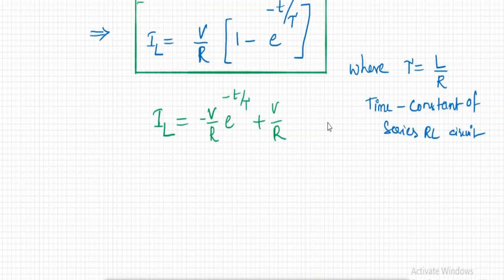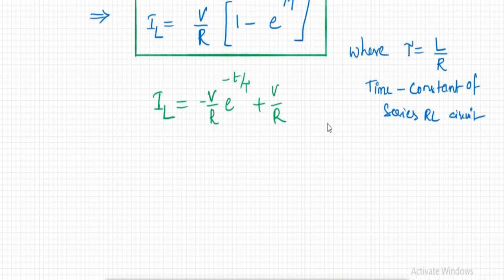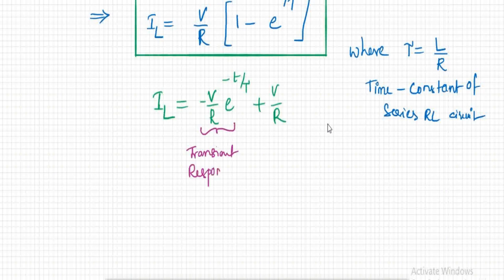If you observe here, this is nothing but the transient response, because it is having an exponentially negative term. That means it is going to decay over a time period. And this is the steady state value. It is a constant value, the steady state value of the current. So for a time t having values from 0 to infinity, what is the behavior of this expression? We are going to see in a graph. So let us see that.